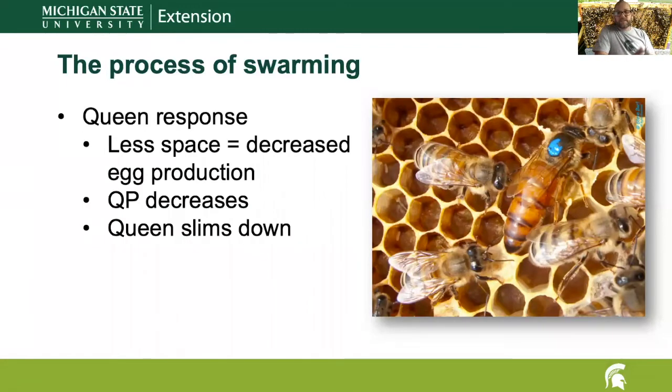All right, so since the bees are backfilling with nectar, this reduces the available space for the queen to lay, which in turn reduces egg production. And really, this has a cascading effect on the queen because it reduces the amount of queen pheromone she's releasing and causes her abdomen to slim down. This is in preparation for her to be able to fly once they leave as a swarm.